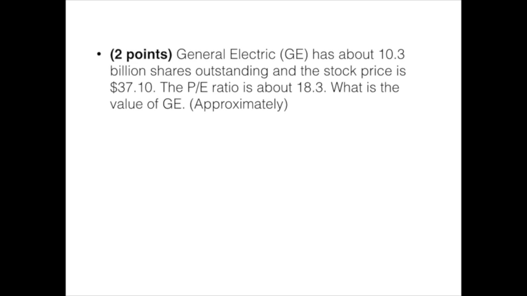General Electric has about 10.3 billion shares outstanding, so shares or stocks. The price of each of these stocks is $37.10. The price earnings ratio is about 18.3. What is the value of General Electric? Now, what is the point of this question?